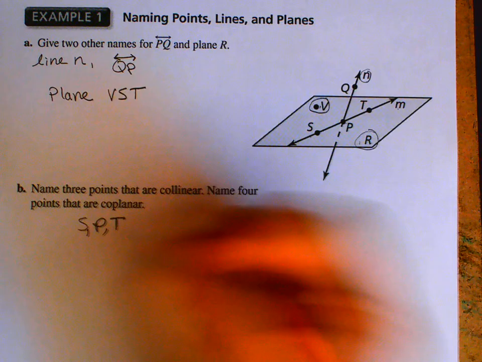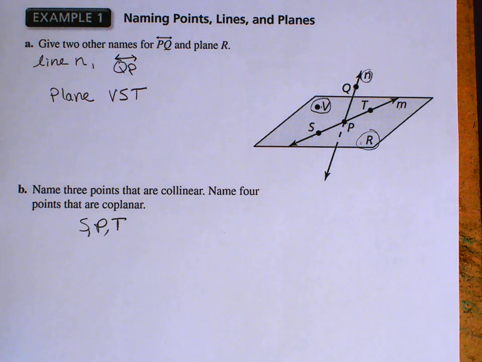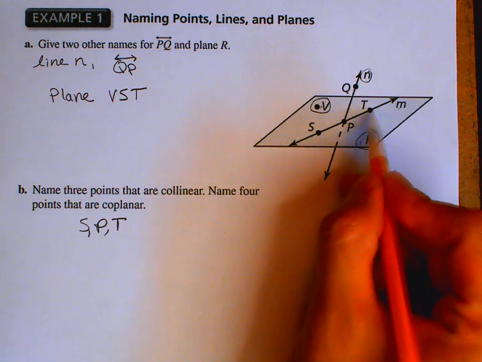Easy. Those 3 points are collinear. Name 4 points that are coplanar. Coplanar means that they're on the same plane. So if you look at the diagram, look for 4 points that are on the plane. It's very simple. Look, T, P, S, and V.